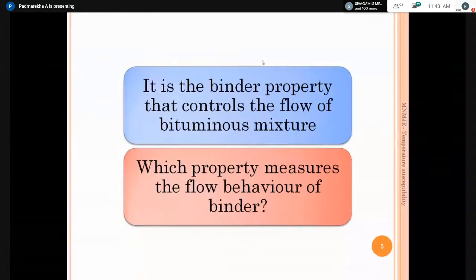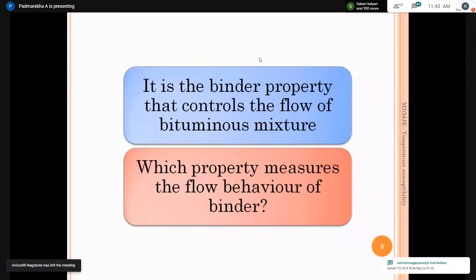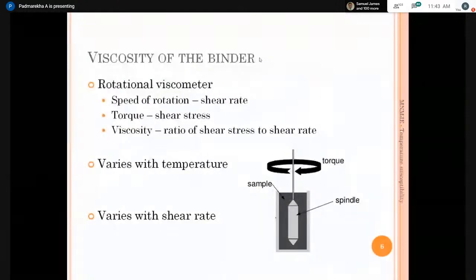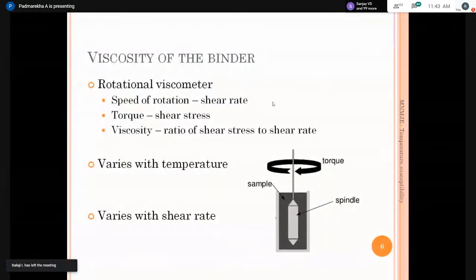So now, for the temperature sensitive characteristics of the binder in the mixing and compaction temperature region, which property do we measure to study the flow behavior of the binder? You have already been introduced to the viscosity of the binder. Professor Murali Krishnan was mentioning the capillary viscometer to measure the viscosity of the binder. Here there is another test which was conducted to measure the viscosity of a binder. We call it a rotational viscometer. You can see a rotational viscometer schematic here.